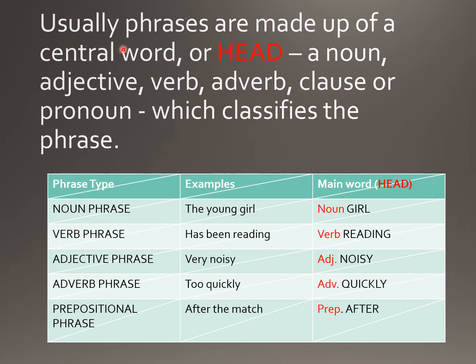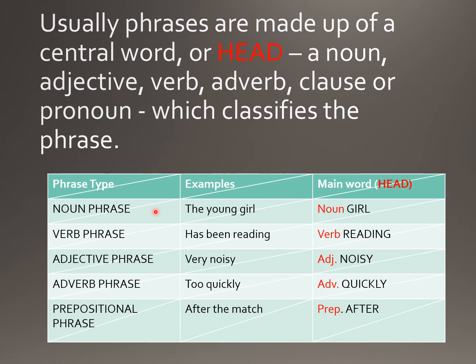Now, as I told you in the previous slide, head word. Head word means the central word, right? So usually phrases are made up of a central word or head word, which can be a noun, adjective, verb, adverb, clause, or a pronoun. And on that basis, the phrases are classified. So you will understand it better with the help of this table.